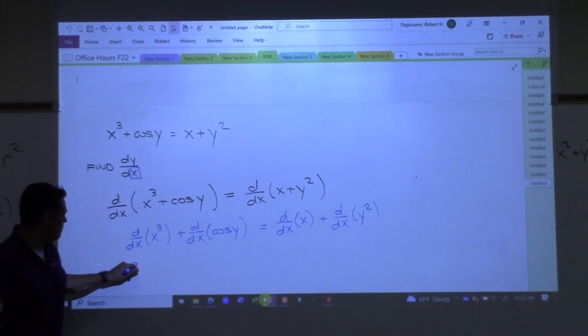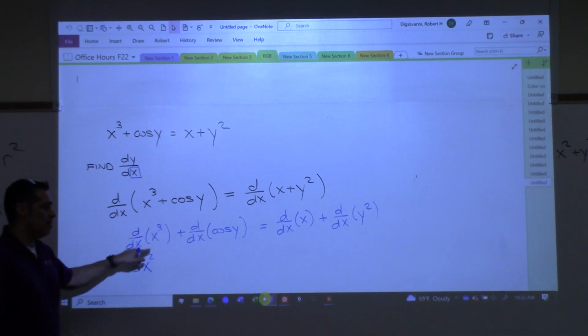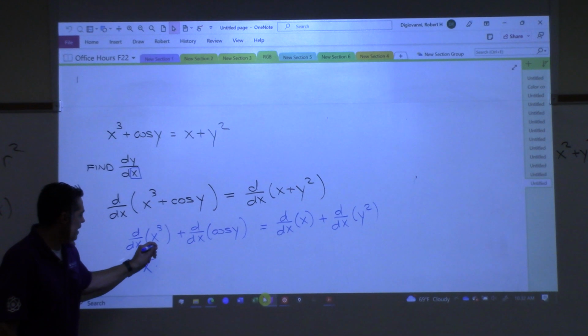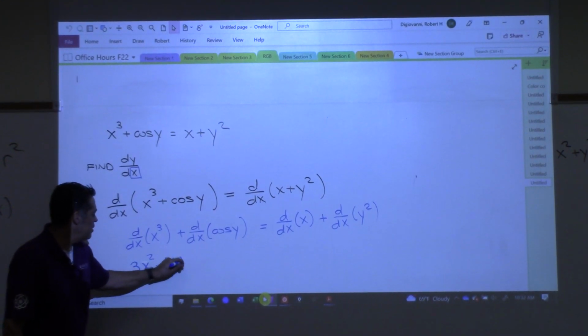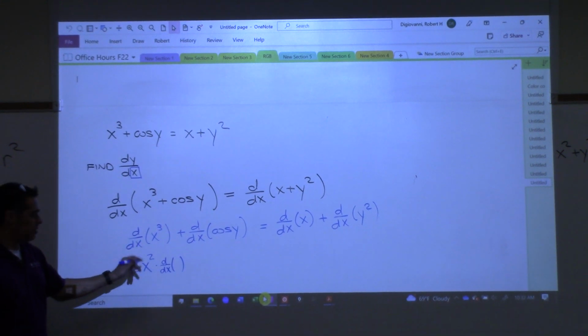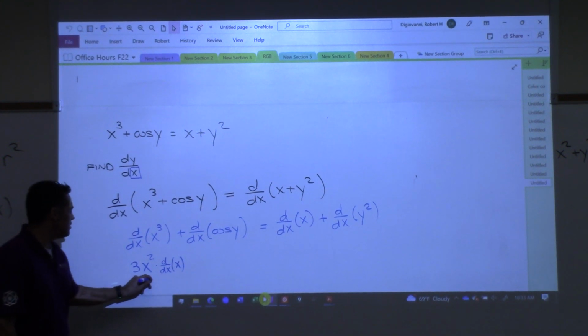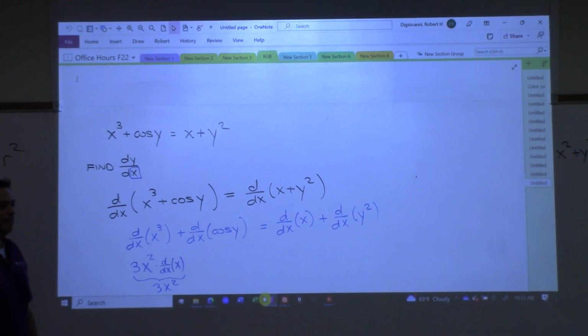3x squared, right? That's just bringing the 3 down, power 2, times, now you're differentiating the inside with respect to x. What is the thing you're differentiating here? X. So that's just going to turn into a what? A 1, right? So this is going to turn out to be your 3x squared that you thought it was going to be, right?